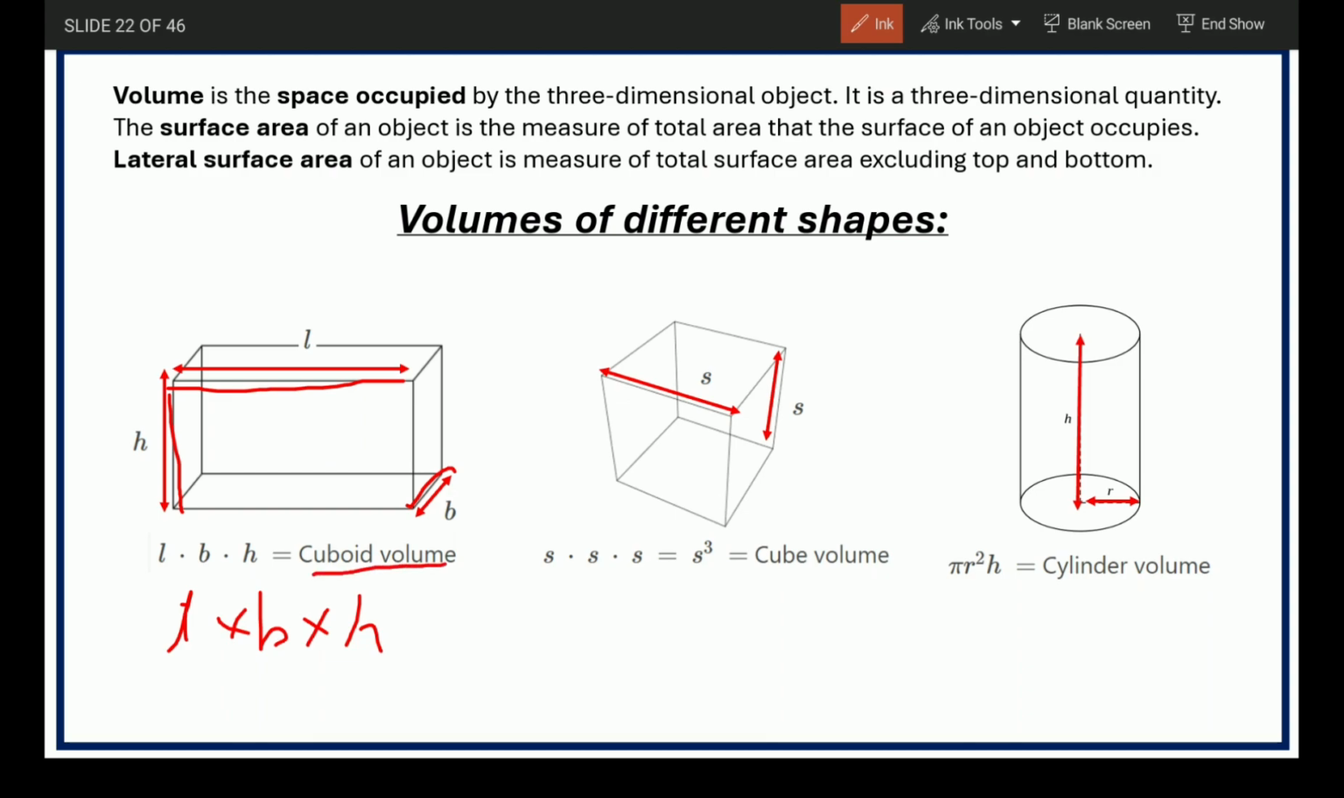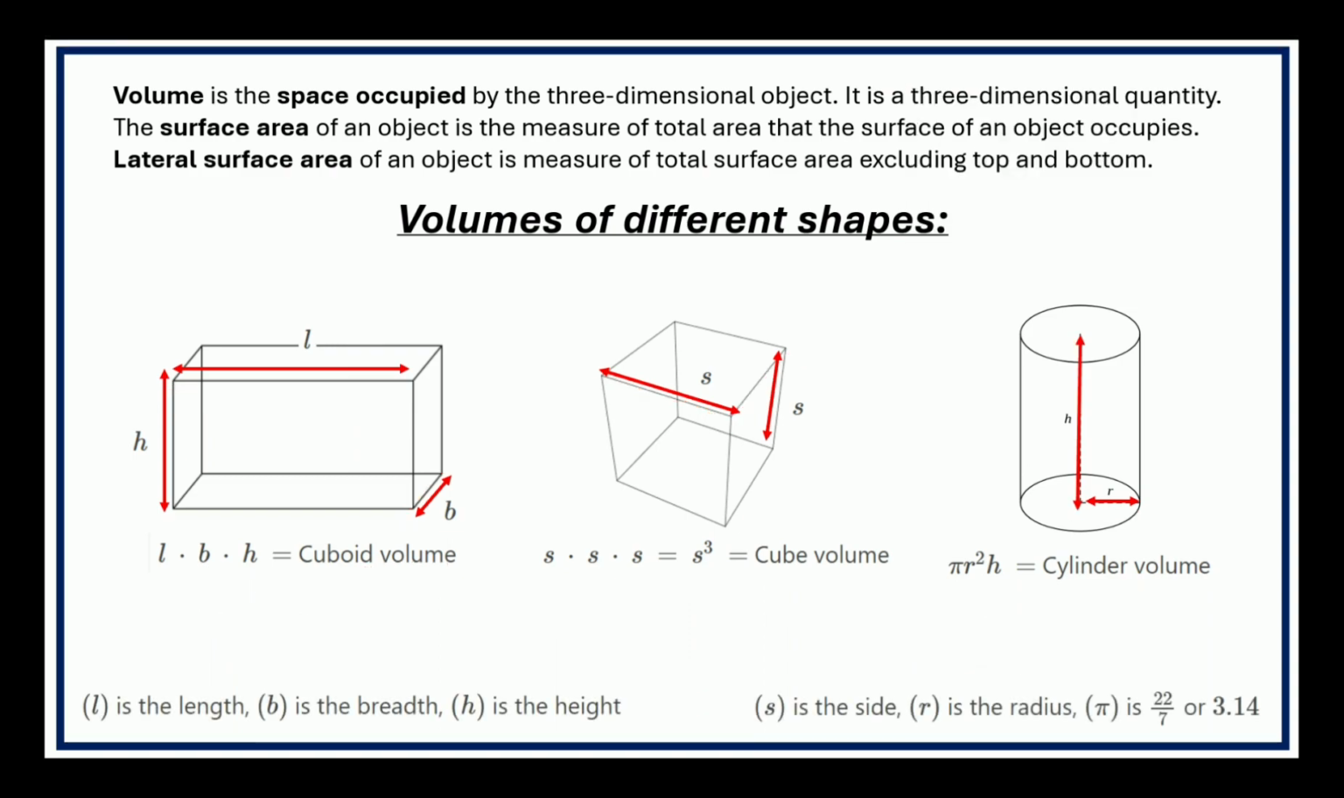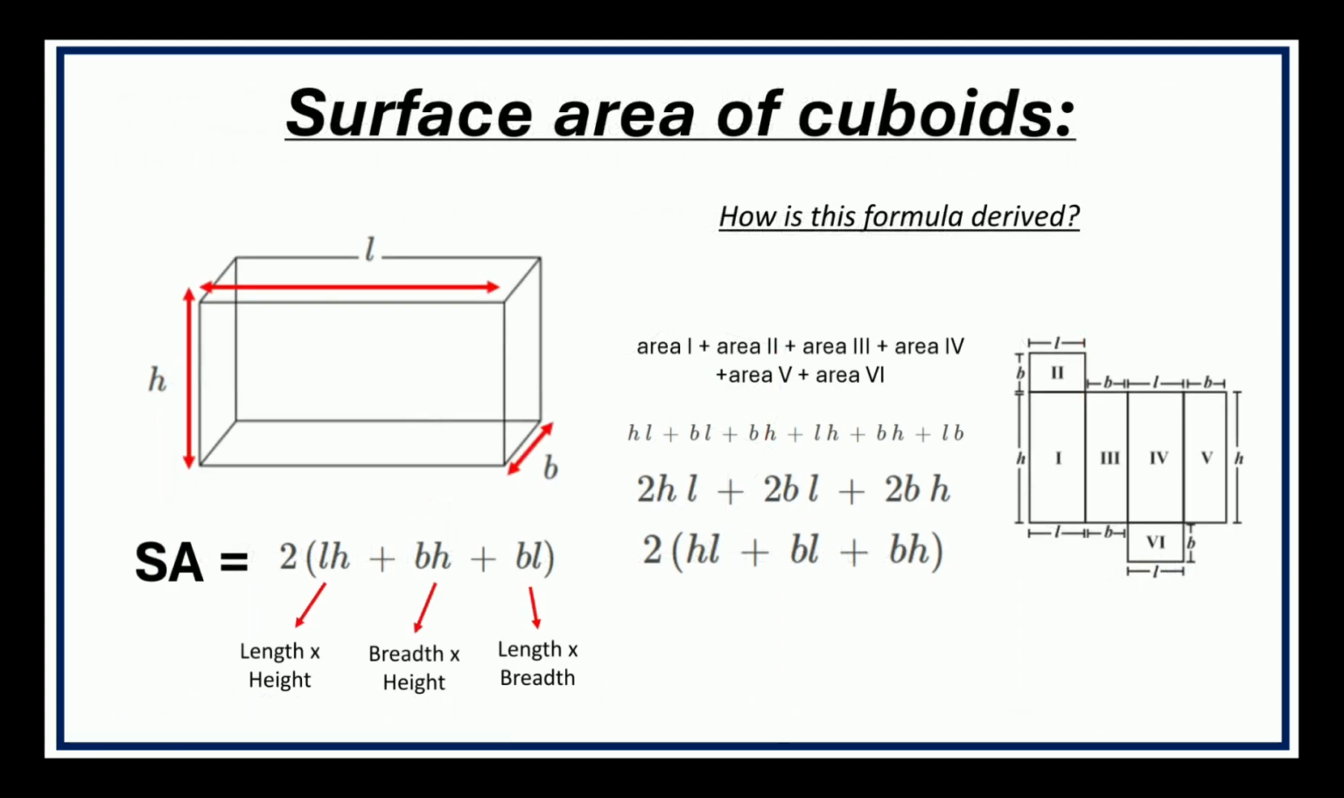Cube's volume: all the sides are equal for a cube. So if we just multiply it 3 times, side into side into side, S cube. So S cube is the cube's volume. And now a cylinder's volume: you have a height and a radius of the top and bottom circle. And using that, it's pi r square h as the cylinder's volume. L is the length, B is the breadth, H is the height, S is the side, R is the radius, pi is 22/7 or 3.14. Very simple topics.